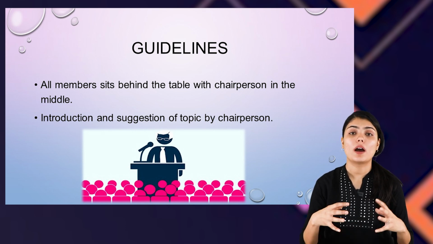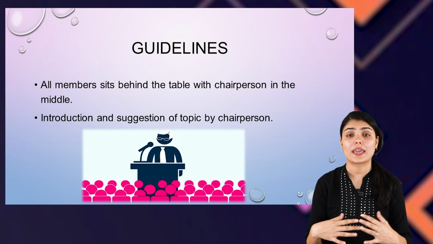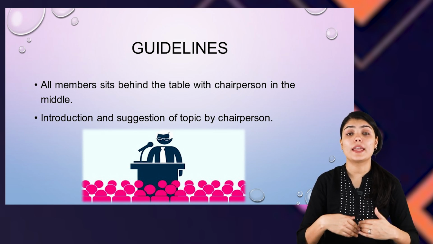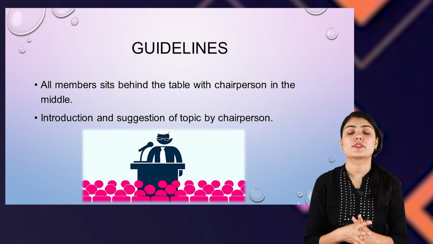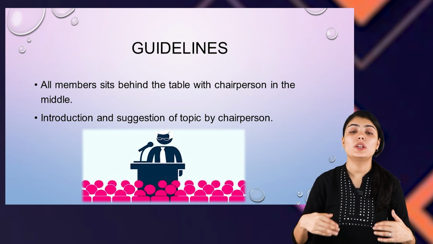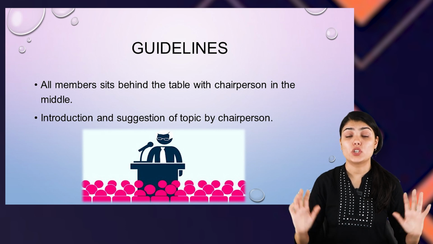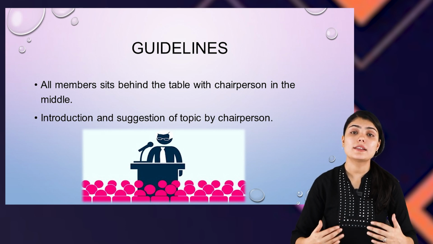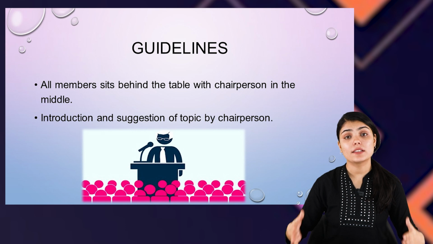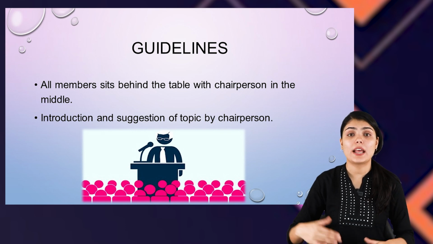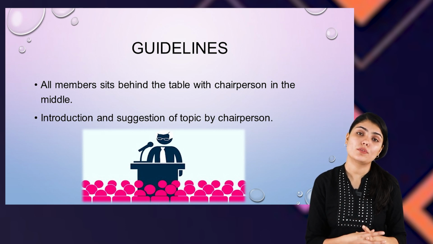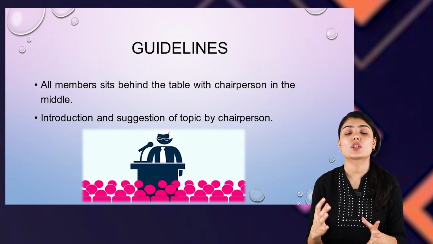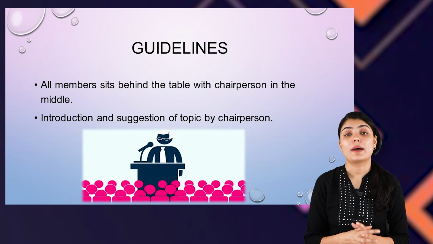All members who are performing in the symposium can sit behind the table in a single row with the chairperson in the middle. That is the first guideline. The participants will be sitting on the sides of the chairman. So behind a table, all the members will be sitting, the chairperson in the middle and the participants on the side. The next guideline is that the introduction of the topic and suggesting its importance is done by the chairman.